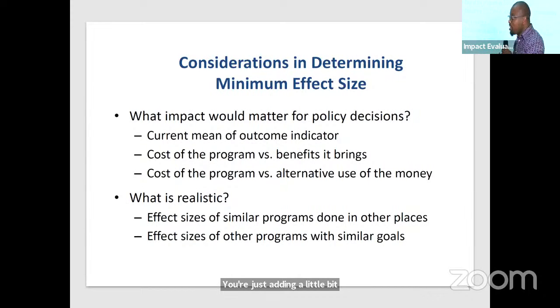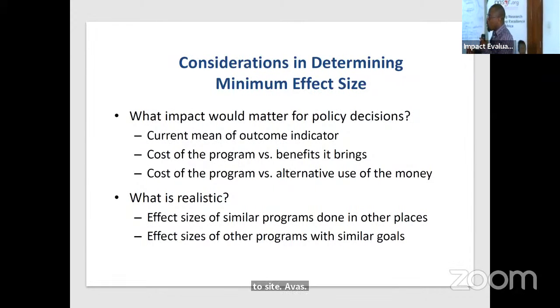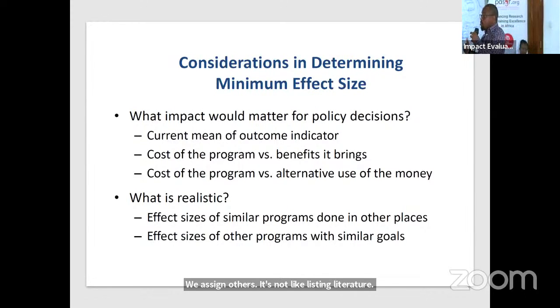Okay? And that's why in the literature review, we have to cite others. It's not like listing literature. You write a narrative based on what others have done. It should flow. If I'm your supervisor and you write a literature review chapter like a listing, I will just chase you. You will never go further. You need to write it as a flow, as a story.